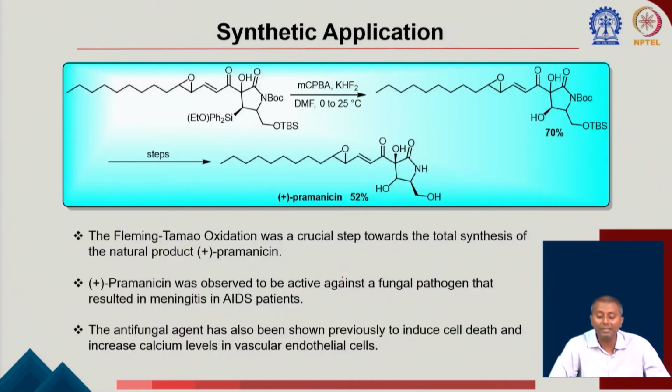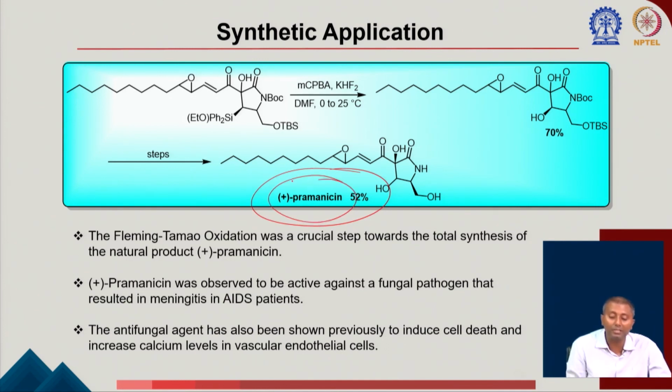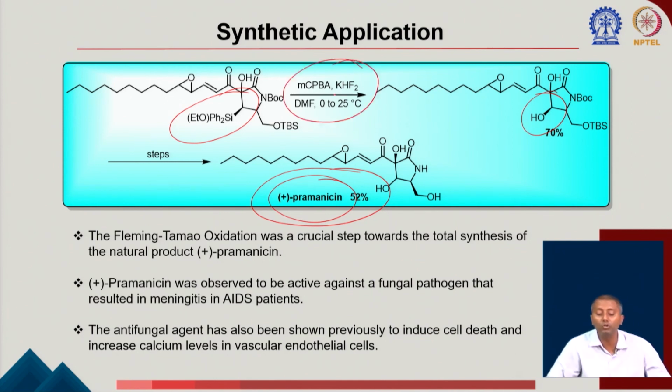Another synthetic application: the Tamao and Fleming oxidation was applied in natural product synthesis. One example was the synthesis of pramanicin. The pramanicin natural product was synthesized, and in one important step they converted this carbon-silicon bond to a carbon-oxygen bond using MCPBA and KHF2. So you see that this neutral Tamao oxidation condition was useful for the total synthesis of natural products.